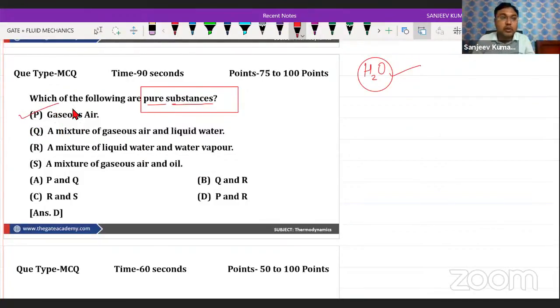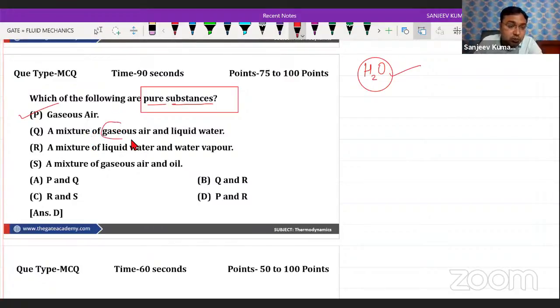So gaseous air is definitely having the same composition. So whether you are in Pune, Delhi, Bombay, Chennai, Bangalore, Hyderabad, any place, what is the composition of air? We'll be having the nitrogen, the oxygen, carbon dioxide, inert gases, and water vapor. These are the components of air. So this all will be present everywhere, correct? So gaseous air is also a good example of pure substance.